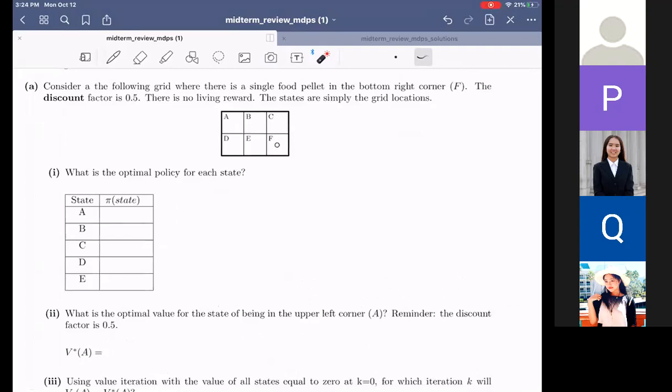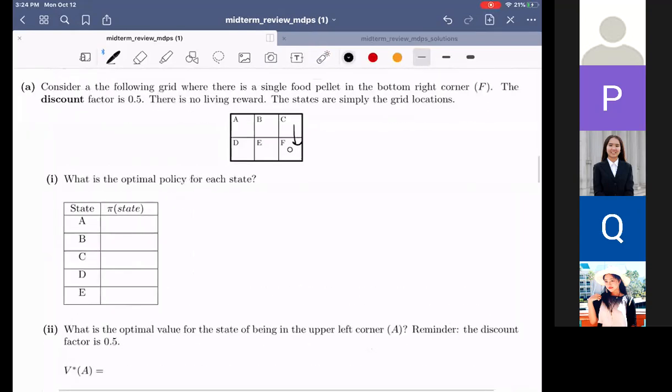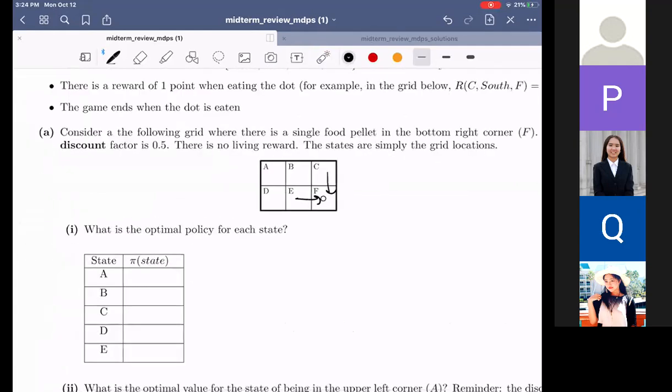South? Sorry, did you say south? Yeah. Okay, yeah, that makes sense. From C, we just go south because we want to get the food, right? And we can say the same thing for E, because that's symmetrical. What about for the rest of them? For D, we go east.